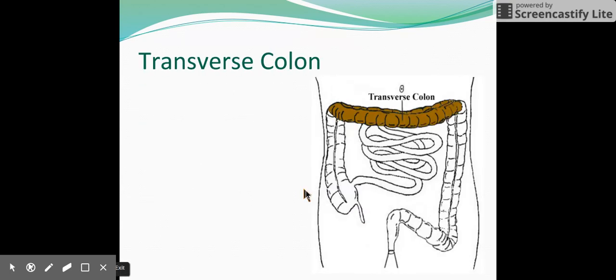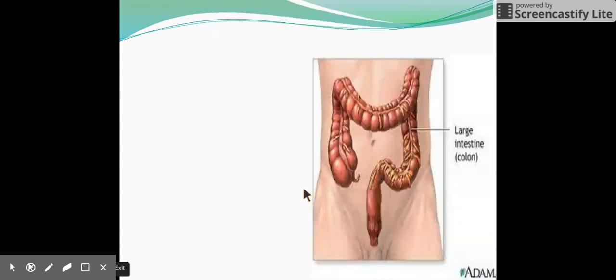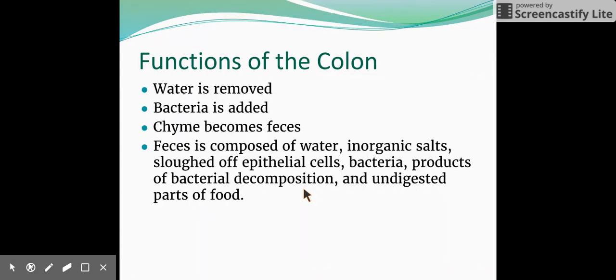So feces are consisting of water, inorganic salts, epithelial cells that have been scraped away from the small and large intestine. Then you have bacteria and products of bacterial decomposition. So you have those little microorganisms that are dying and decomposing inside of you. And then undigestible parts of food. This is often called fiber. Fiber is an indigestible substance that produces food waste.